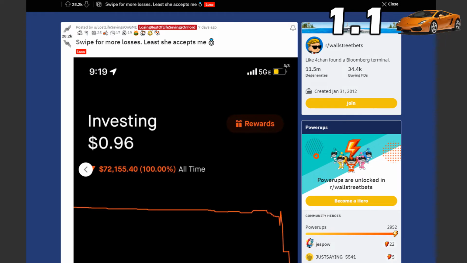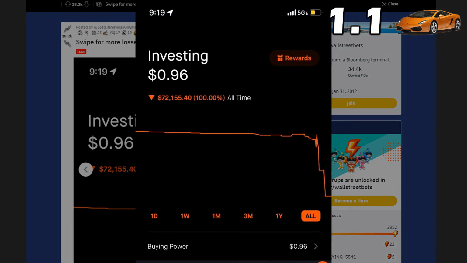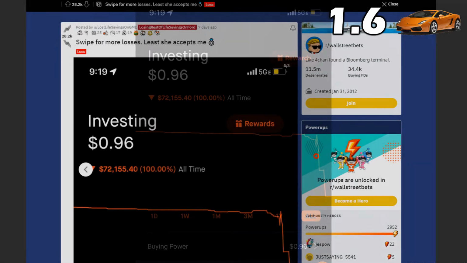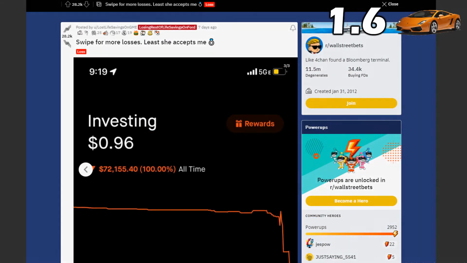A trader by the name of Lost Life Savings on GME lost a total of $72,155.40 in the past 2 years. He's left with just 96 cents. What is quite surprising is that his account just dropped in value. He was never green. It's even crazier when you realize that in the past 2 years, he never got in profit. He also shared some text messages with Reagan.